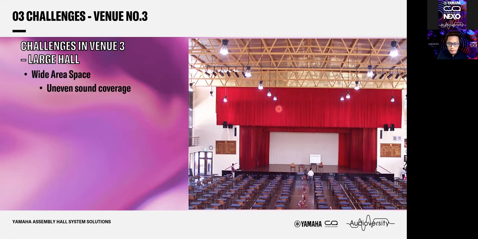You can take a look at this diagram over here, this picture example of a school hall. The speakers are over here. They are mounted at a different angle for a certain reason. We'll talk about it.